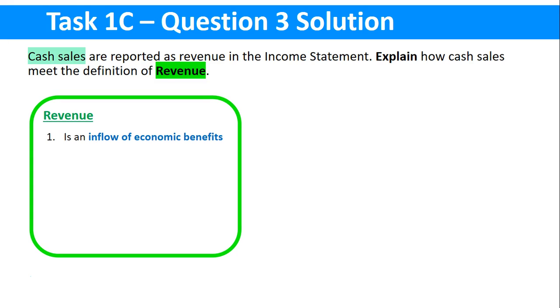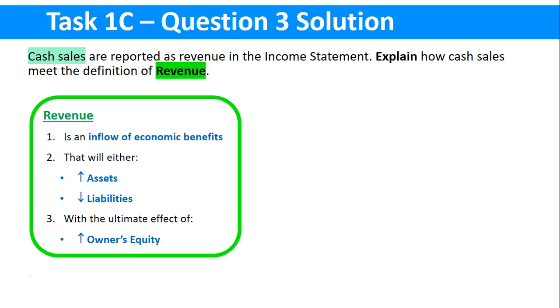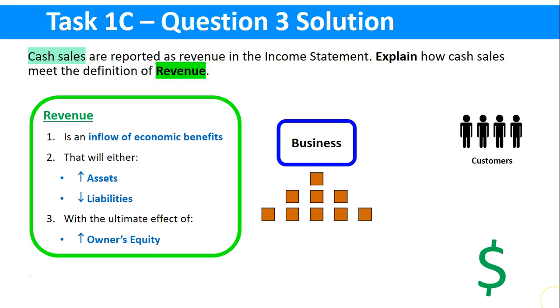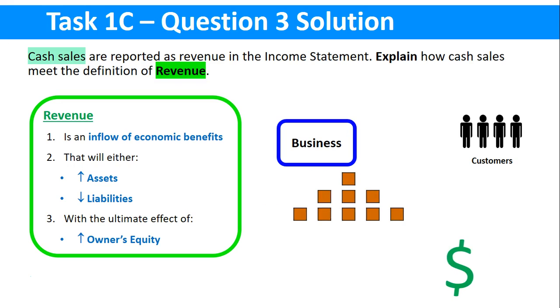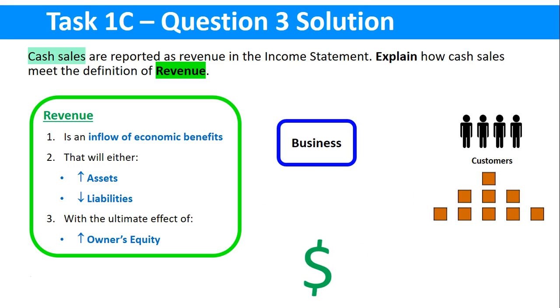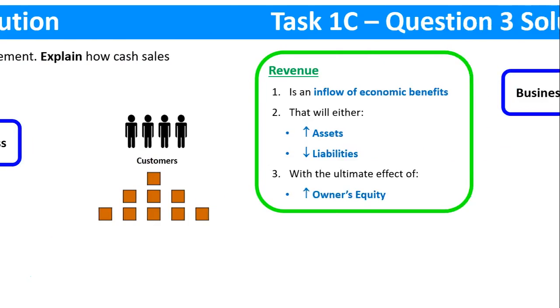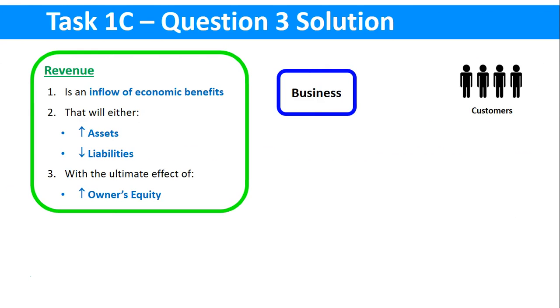A revenue is an inflow of economic benefits that either increases assets or decreases liabilities, with the ultimate effect of increasing owner's equity. Let's look at what a cash sale is. That is when the business sells a good or a service to customers, and in exchange it gets cash in return. Let's look at whether that transaction of a cash sale does meet the definition of a revenue. So it might be quite obvious that it is a revenue, but how would we explain that?